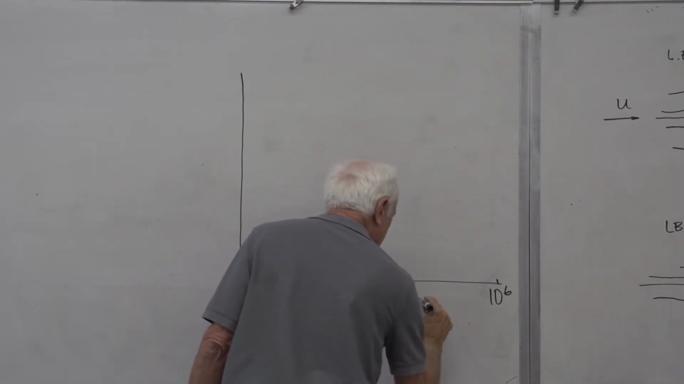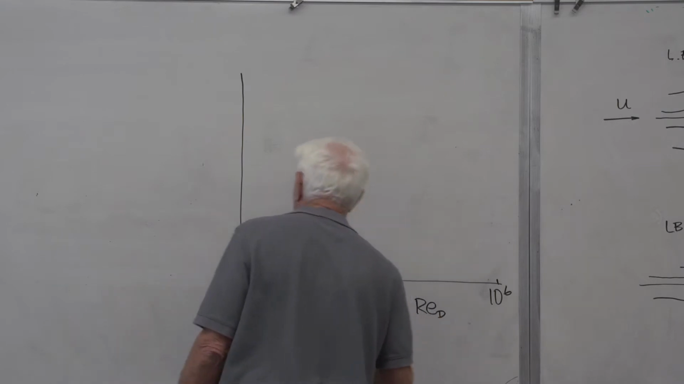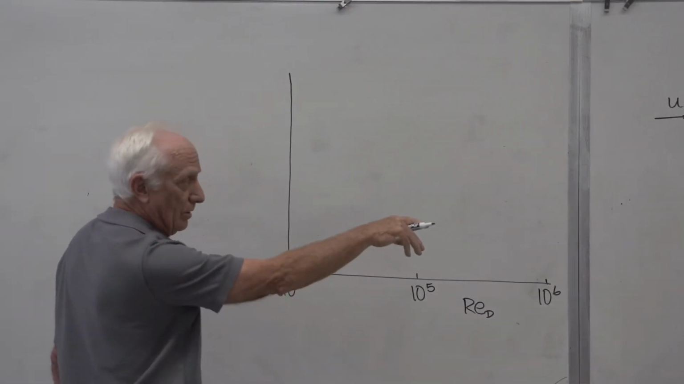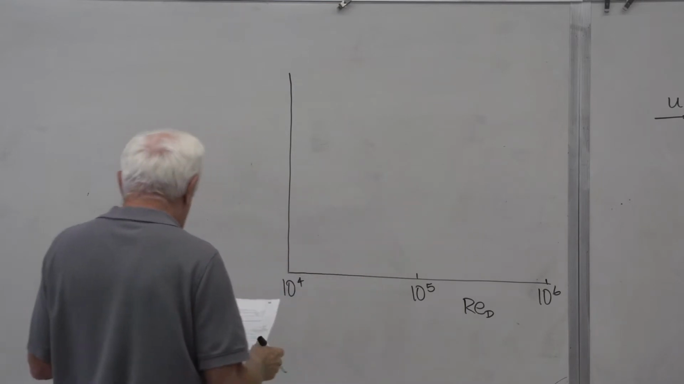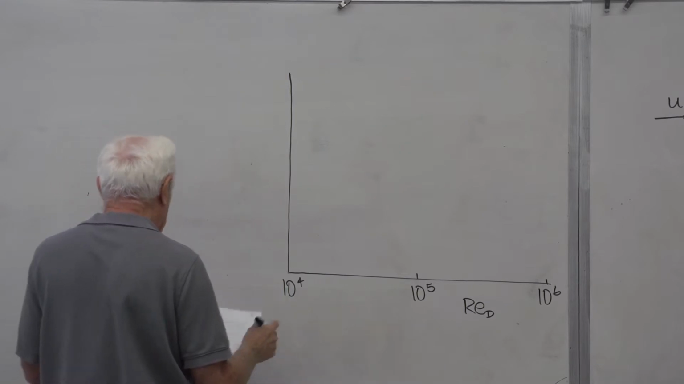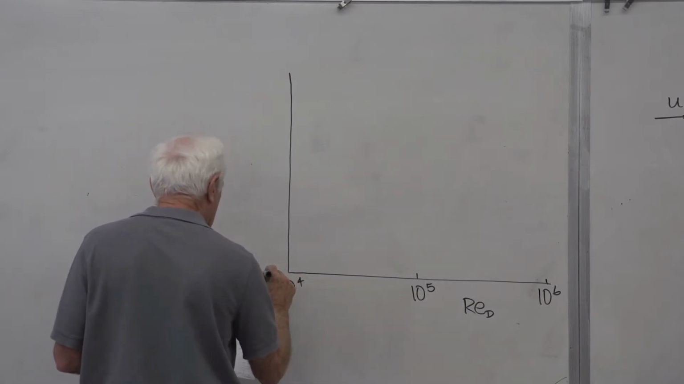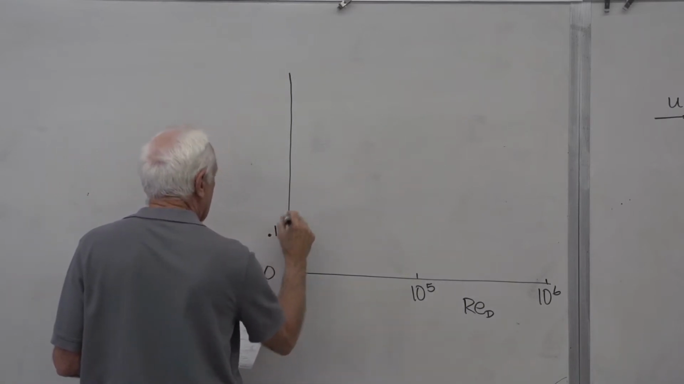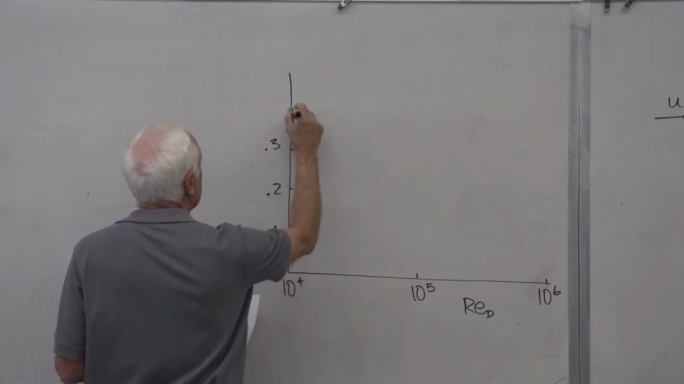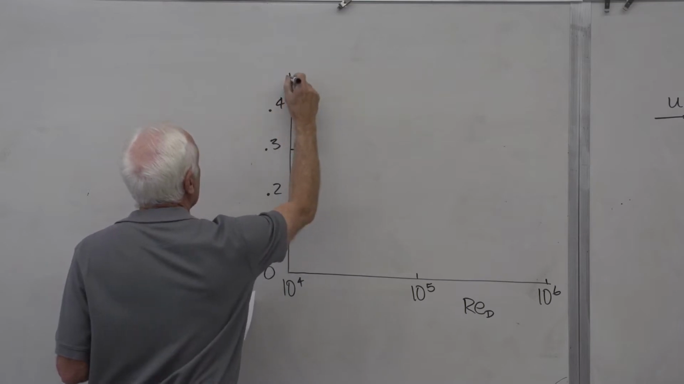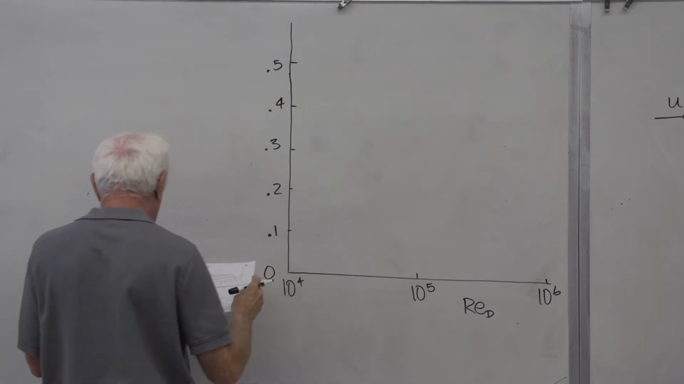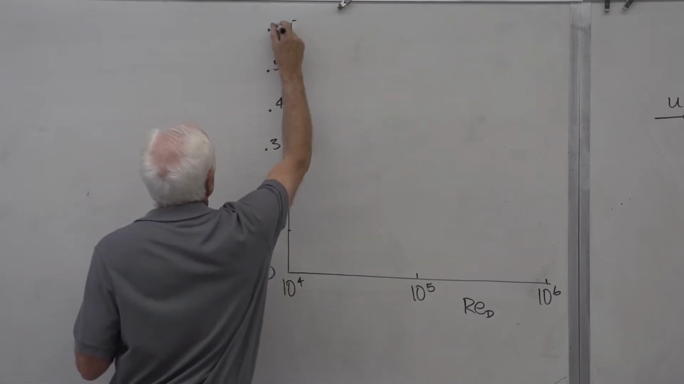Reynolds number based on diameter. And C sub d, by the way, that was a log-log plot, of course. I plot this now on rectangular paper, so it's 0 to 0.6 roughly. So 0, 0.1, 0.2, 0.3, 0.4, 0.5, and a little more, 0.6.